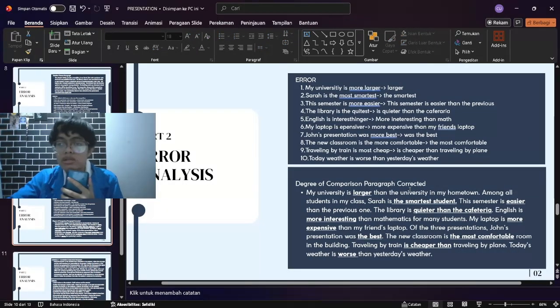This is the error. My university is more larger. Change it more larger to just larger because it's one syllable. You don't need more. Sarah is the most smartest. Change it to the smartest because it's one syllable. This semester is more easier. Delete the more. You don't need more in one syllable word.